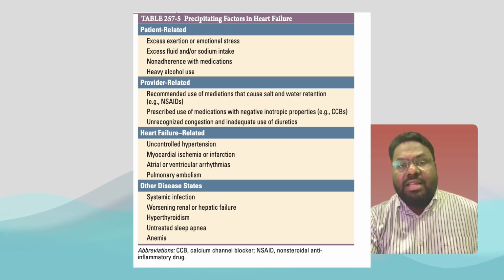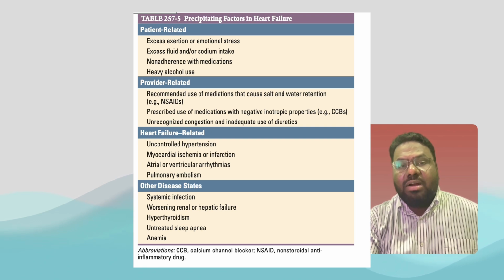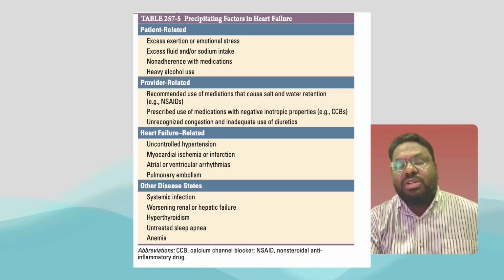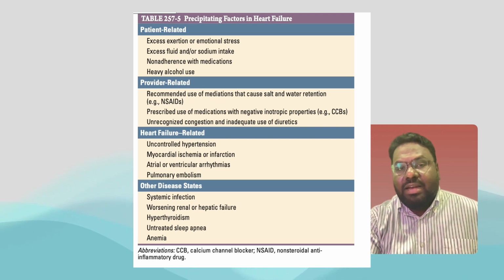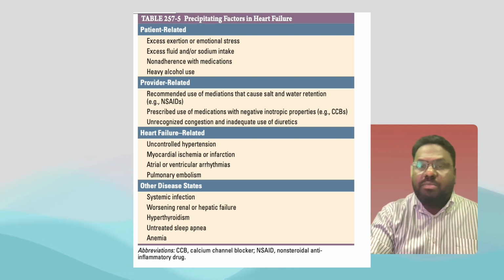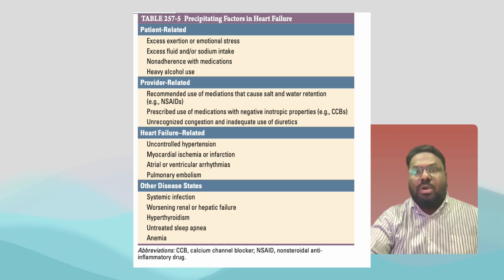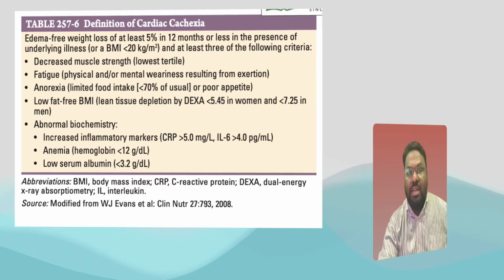Next are heart related precipitating factors like uncontrolled or poorly controlled hypertension, myocardial ischemia, arrhythmias, especially atrial fibrillation, and pulmonary embolism. Other conditions which can precipitate heart failure are systemic infections. A patient in sepsis can present with cardiogenic symptoms or cardiac failure later on. Then worsening renal or hepatic failure, hyperthyroidism, anemia, and untreated sleep apnea. All these are important precipitating factors of heart failure.